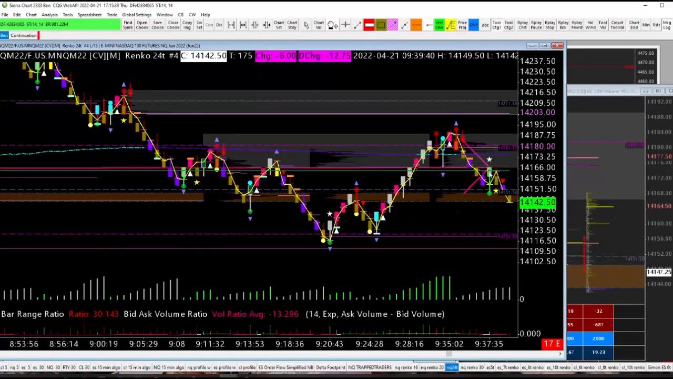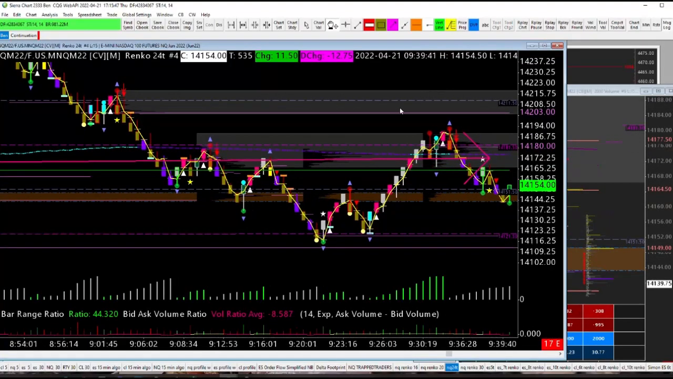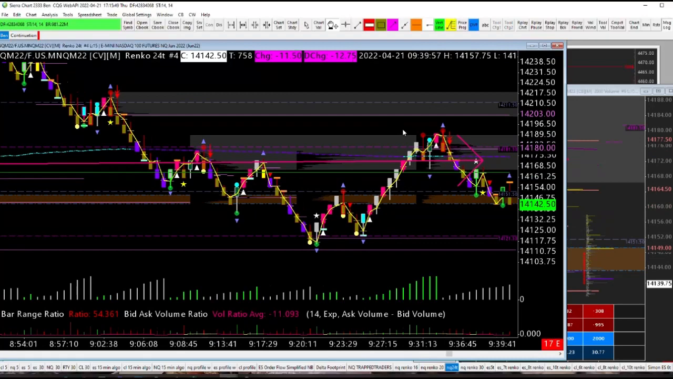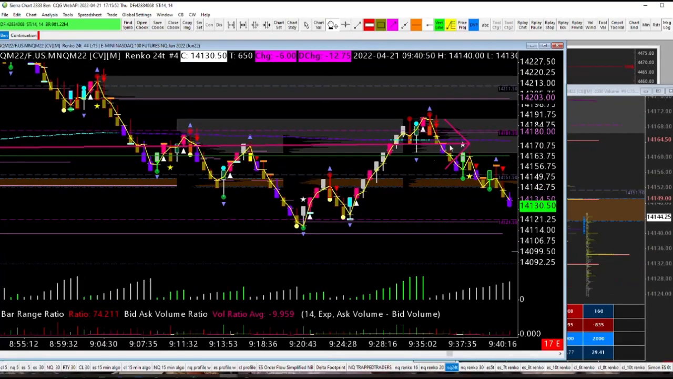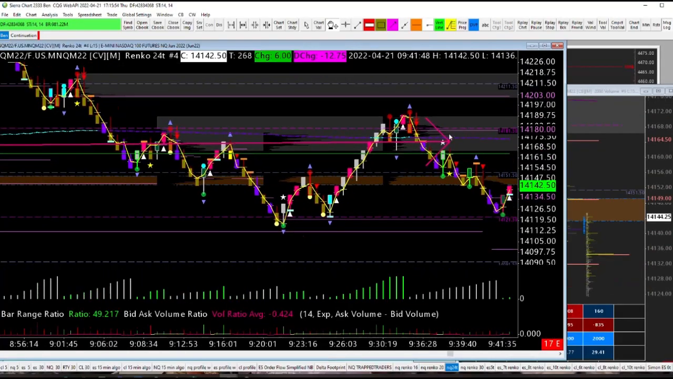In this case, I'm waiting for the yellow star to take out the white star. I'd be much more interested in shorting this than buying this. That's sometimes hard to do, but that's the valid move. It doesn't always work, but that's what you're supposed to do. Okay, so it does go lower.